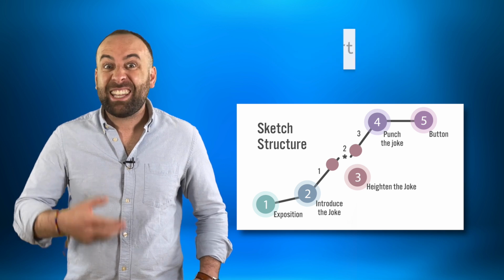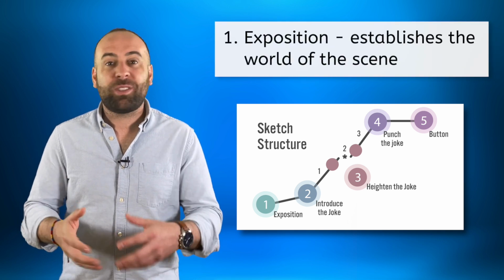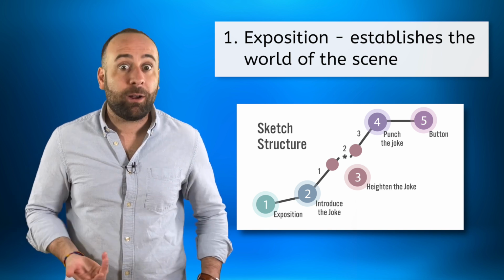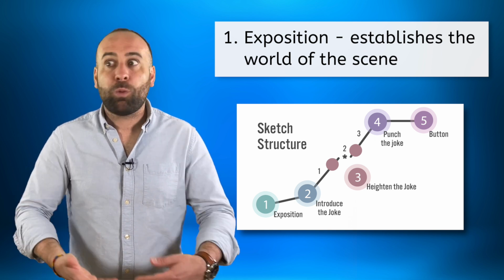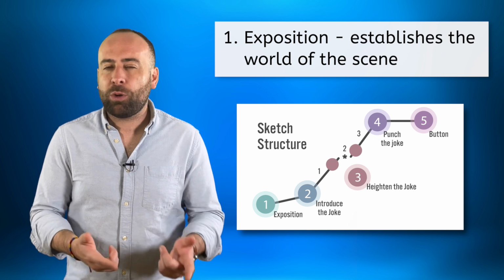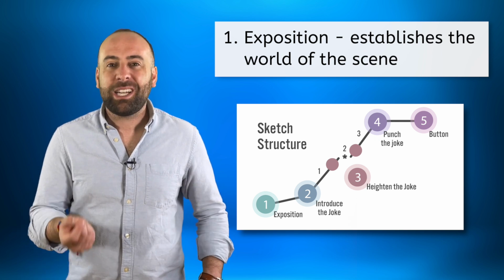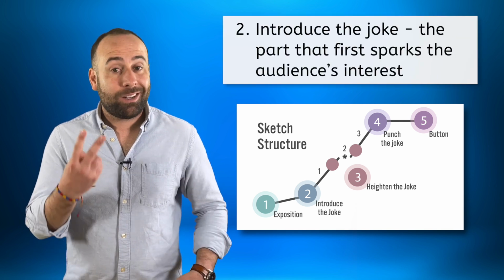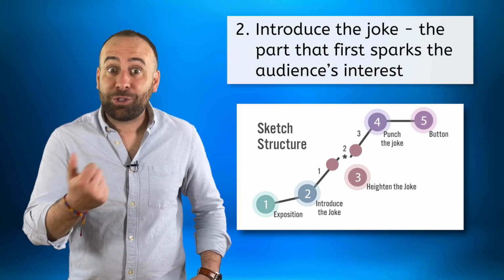Number 1, the exposition. Also called the base reality, it establishes the world of the scene. Who are the characters? What are they doing? Where are they? Why are they doing what they're doing? The faster you can establish the base reality, the longer you can focus on the jokes. Number 2, introduce the joke.